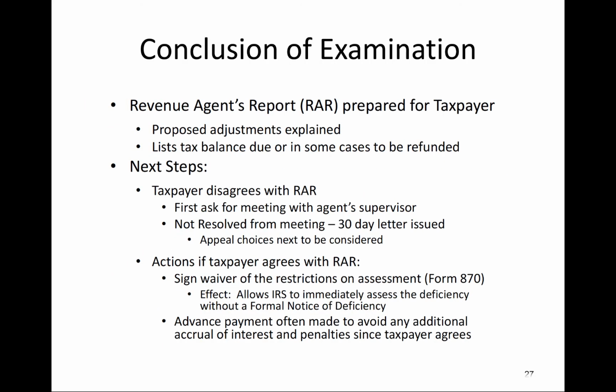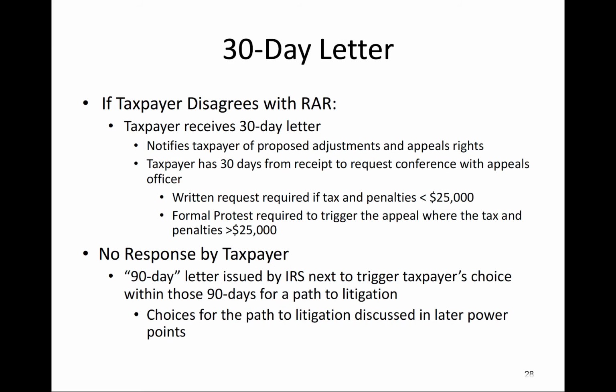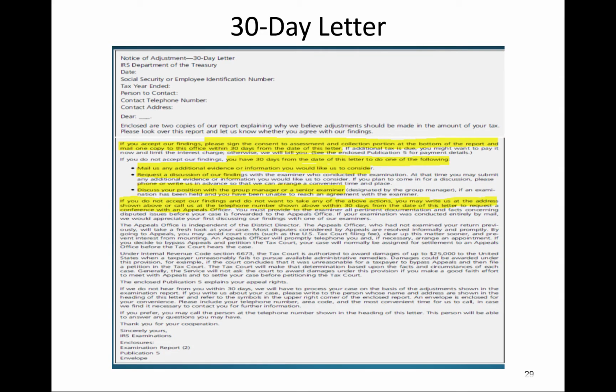Okay, so I'm going to go back to the 30-day letter. So we're right here. If the taxpayer disagrees with the RAR, then the taxpayer receives a 30-day letter. If there's no response to that 30-day letter, then it's simply the 90-day letter, which is known as the ticket to the tax court, because to go to the tax court, you don't need to pay, but to the other courts, you do. And then you sue for a refund.